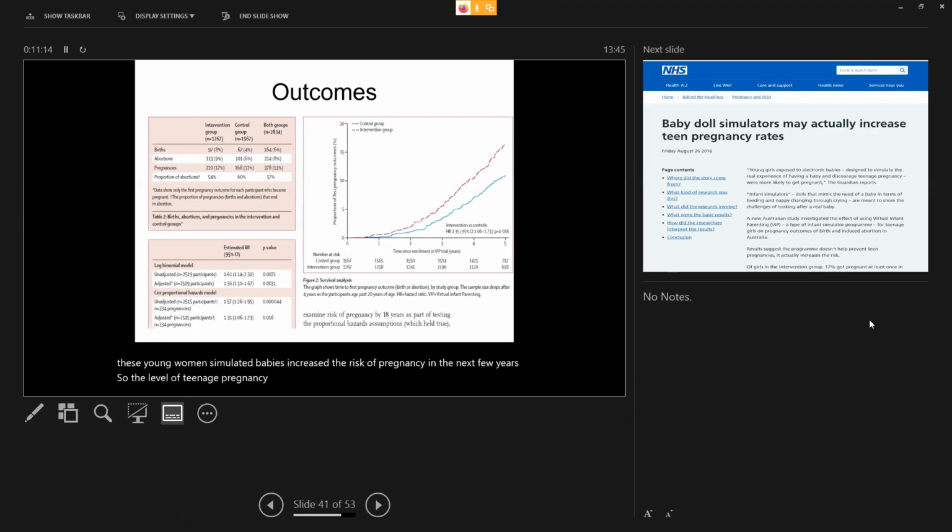And if you look at the table on the bottom left here, you can see the p-values are off the scale for whichever statistical method you use to look at the data. It's highly statistically significant that these simulators seem to be harmful if you give them to schoolgirls to try and prevent pregnancies.